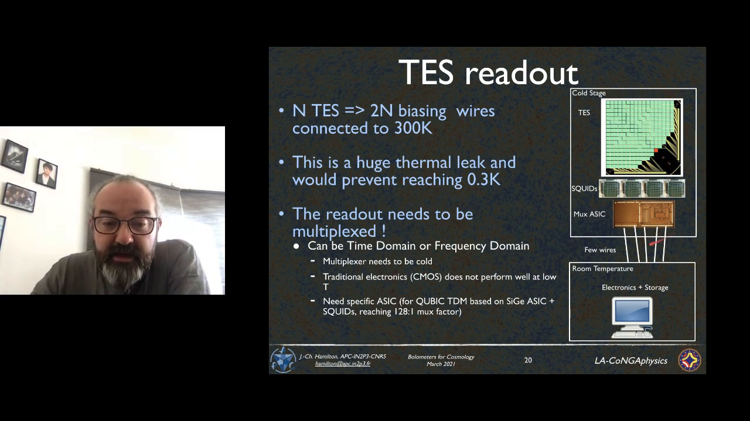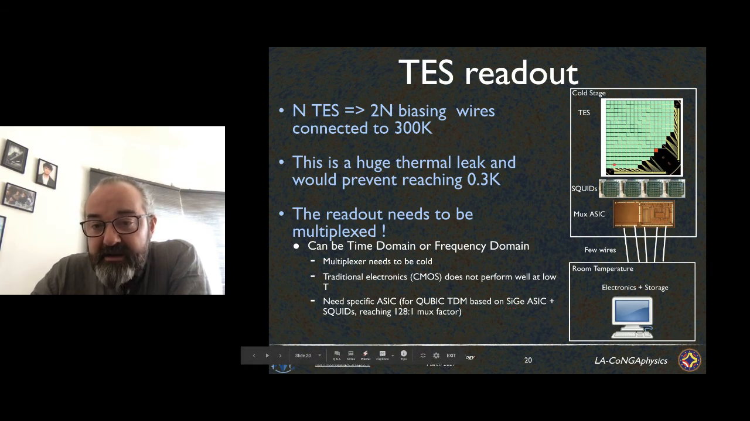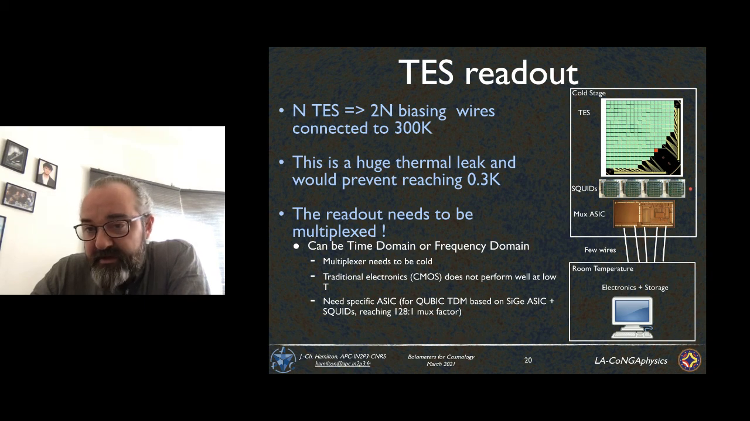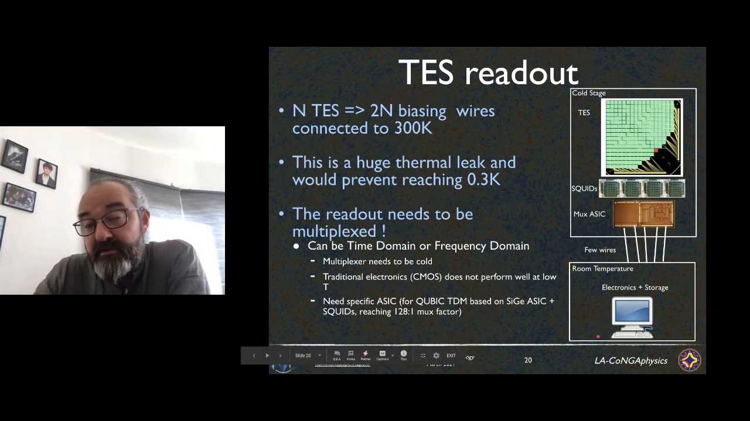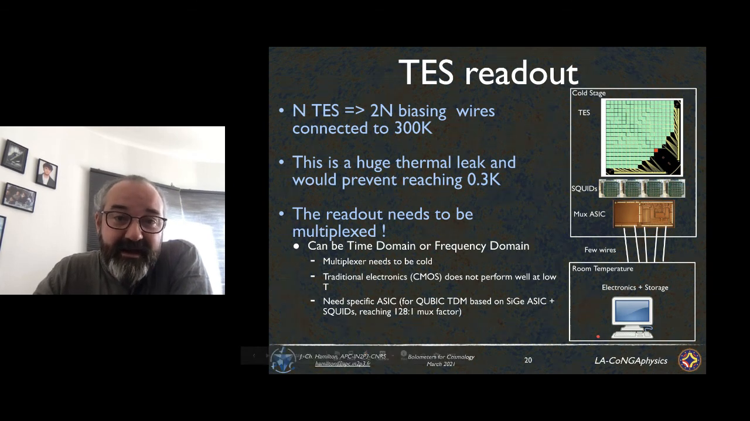And in the case of QUBIC, we use time domain multiplexing based on silicon germanium ASIC and SQUIDs here that are used as switches and preamplifiers for the signal. With all this system, we can reach a 128 to 1 multiplexing factor, which is one of the best in the world. And at the end of the day, you have very few wires that connect your cold stage to your room temperature stage, and you can reach the temperature at your focal plane. But that's very heavy and very complicated.